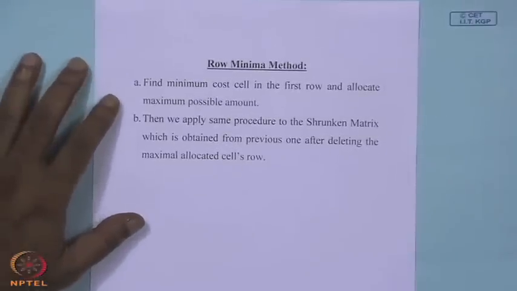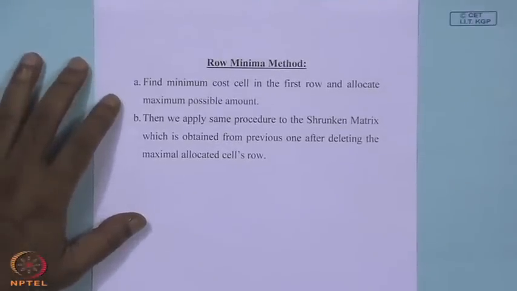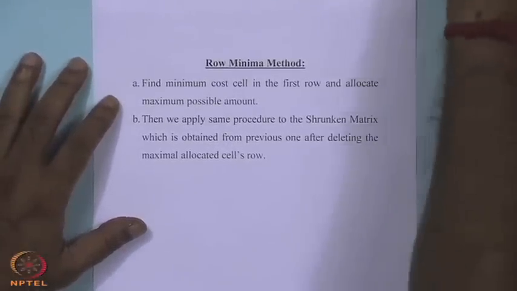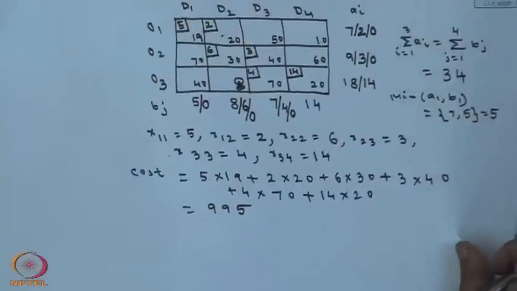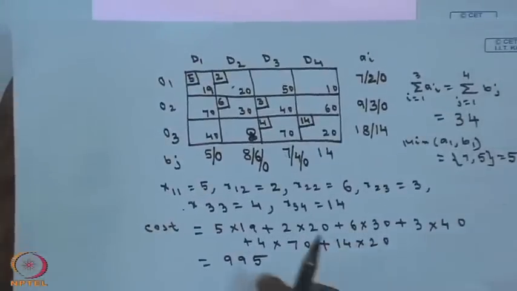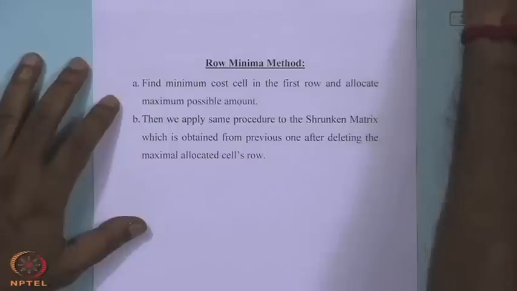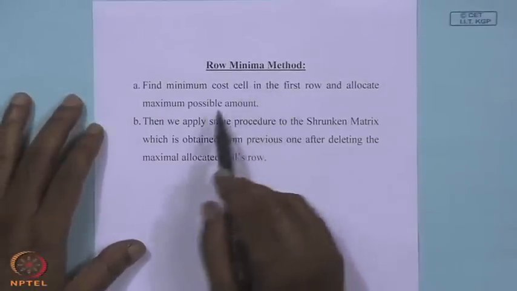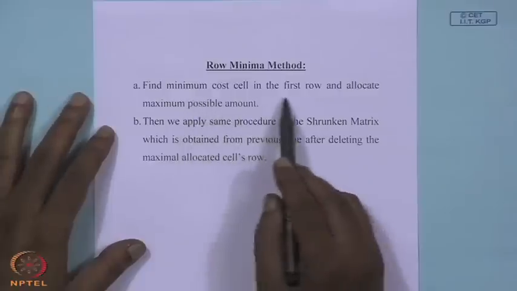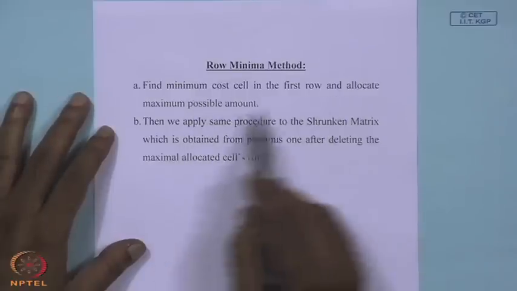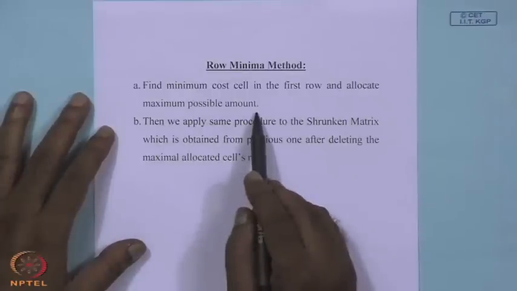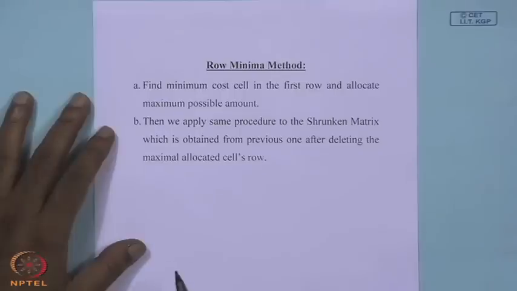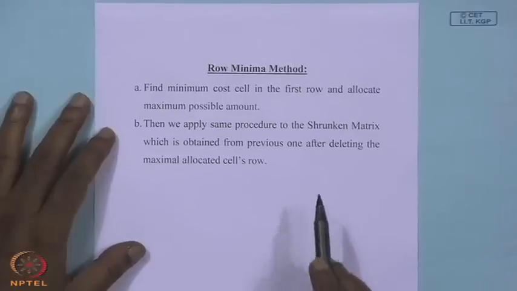The next one is we call it the row minima method. The methods are similar. You please note down these things. You please note this one, afterwards we will see for the other problems what are the solutions we are getting. Row minima method, what we are doing? Find the minimum cost cell in the first row and allocate maximum possible amount. That is, you are not checking the availability and demand. Now, you are working with the cost.